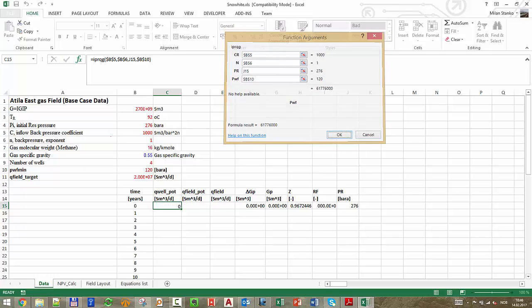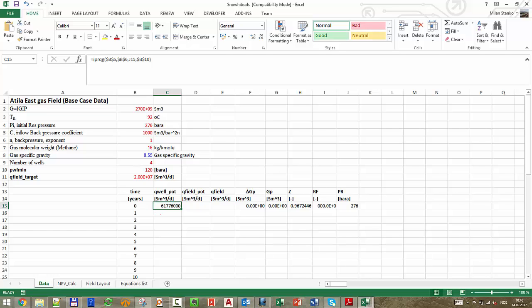So I obtain 6, that's a huge number, okay? 61 million standard cubic meter per day. And the field potential, if I have 4 wells, it will be just 4 times that number, right? This number times 4, and I block the 4, and I get 247. Yes? So now the simulator comes and makes the check.